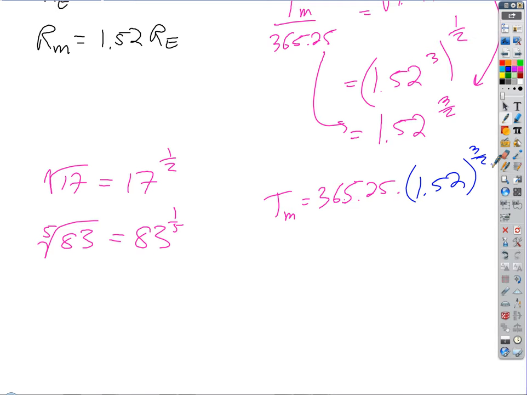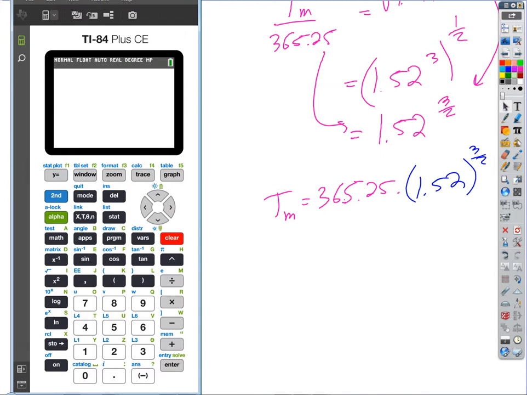How do you know it's going to be more? Because if the power is greater than 1, it's going to make it bigger, isn't it? That's 1.5. So on your calculator, all you've got to do is take 365.25 times 1.52. Do I even have to make that a fraction? I can just say 1.5. 3/2 is the same as 1.5, and that works out to the 1.5 power, and that's your answer.